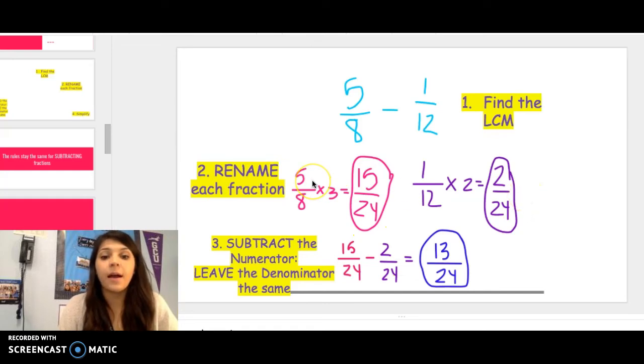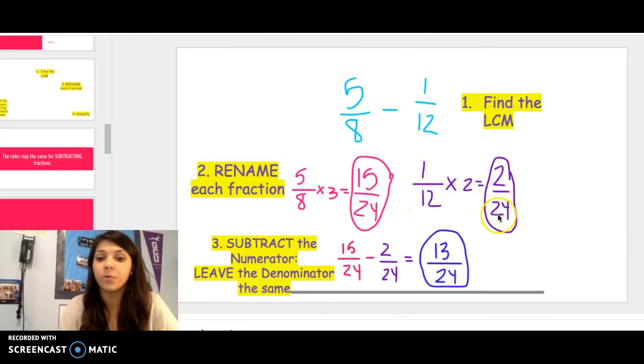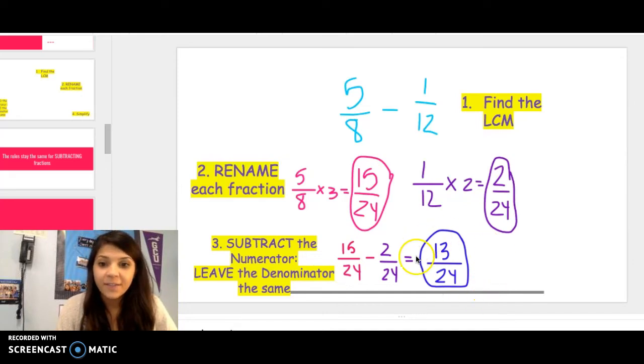So what I did was I multiplied 5/8 by 3. 5 times 3 is 15. 8 times 3 is 24. And over here, the 1/12 number, I had to multiply 1/12 by 2 to get 2 on top and 24 on the bottom. After I got my new numbers, I had to subtract the numerators and leave the denominators the same. So I did 15 minus 2, which would equal 13, and the denominator stays 24. So your answer for that one should be 13 over 24.